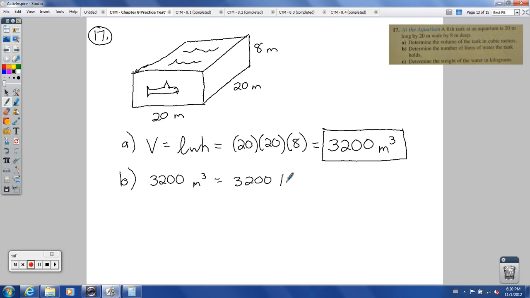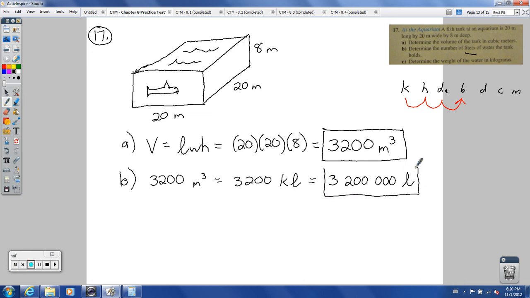3,200. But that's in kiloliters. This asks for the number of liters. So to change kiloliters to liters, again, think about this: Kangaroos hop ditches but don't catch mice. How many spots are you going to be moving that from kiloliters to liters? That's 1, 2, 3 spots to the right. Liters is your base unit here, and so this becomes a 3 and then a 2, 0, 0 and 0, 0, 0 after that. So we're going to change that. That would be 3,200,000 liters.